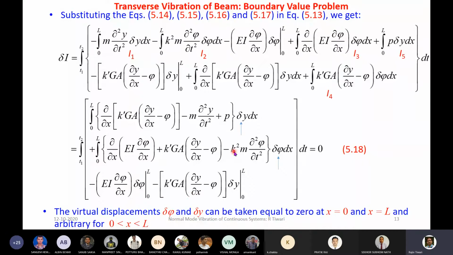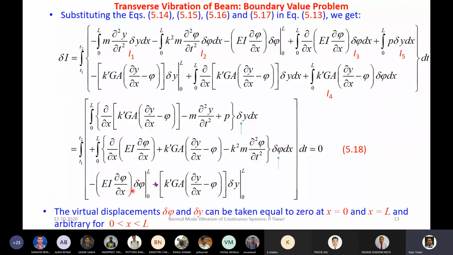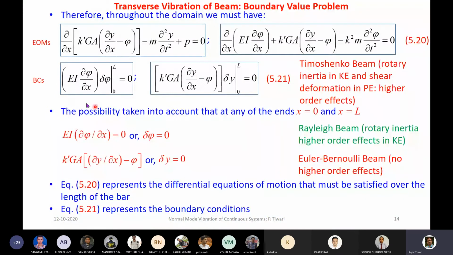So let us see the first two equations. The first two equations of the double integral will give us the equations of motion. This is from the variation of y and this is from the variation of phi. So these are the equations of motion. You can see this is a partial differential equation, quite a complex equation. And the last two terms, we independently equated to 0. So this is one boundary condition, and this is the other boundary condition. We'll see these boundary conditions in detail.